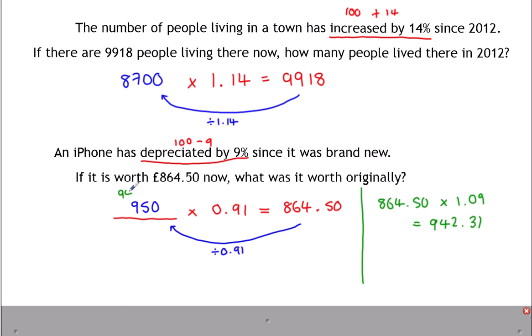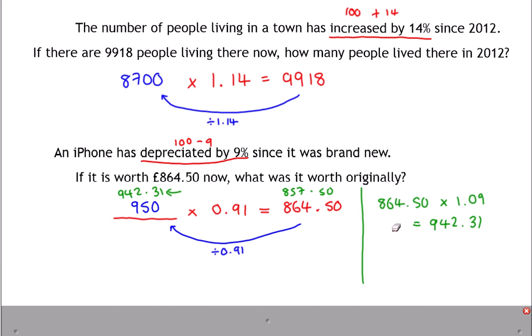If you put £942.31 there and you make it 9% smaller, so times by 0.91, you don't get £864, you get £857.50. So this can't be right, because when you decrease this green number here by 9%, you don't get £864.50, and it's because you should not be using 1.09. That is not how you reverse a decrease of 9%. A decrease of 9% is 0.91.